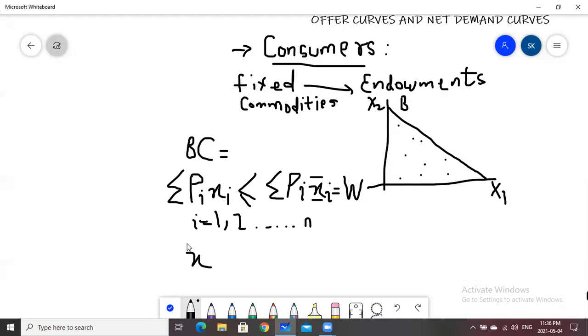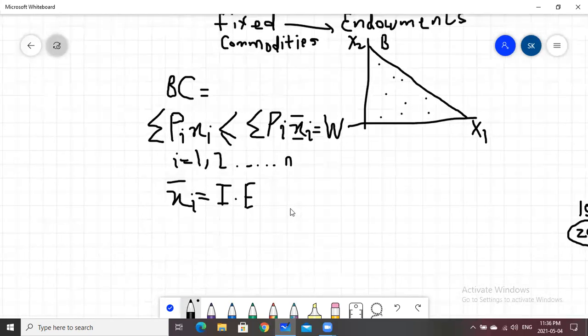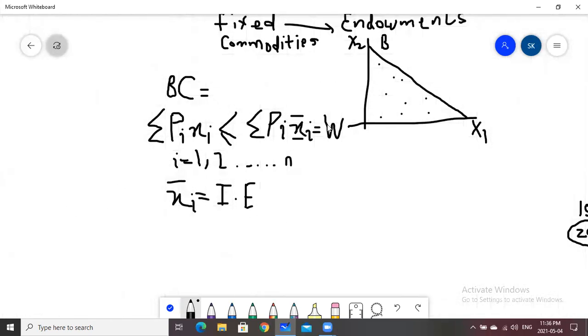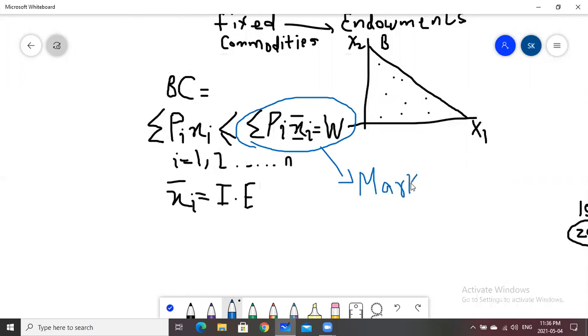So what is this x bar? This x bar is the initial endowment, denoted here with IE. X bar is the initial endowment of good i, so we will insert the small i also over here. Then we have summation pi xi bar is equal to W. This summation pi xi bar equal to W is the market value of initial endowments. Clear?